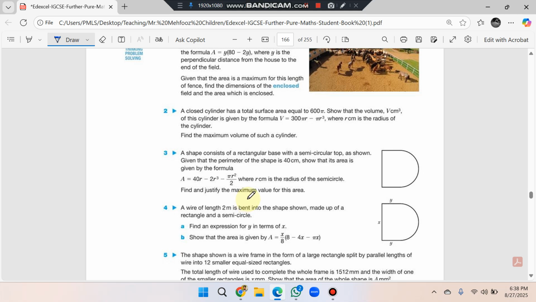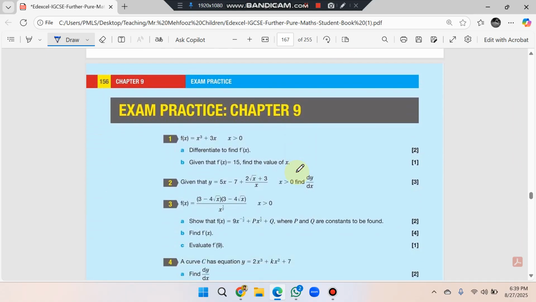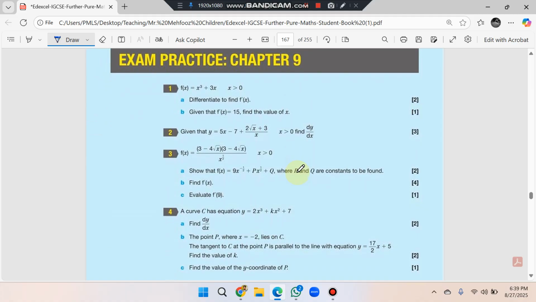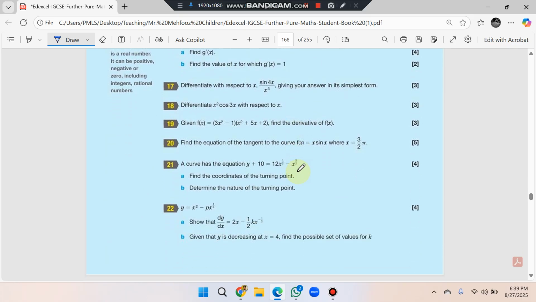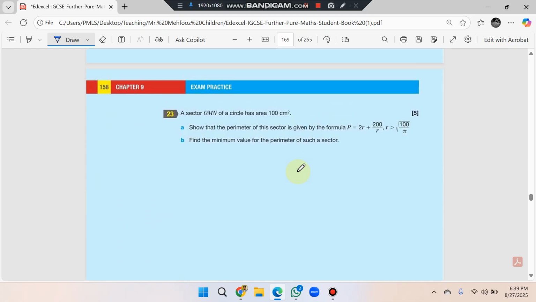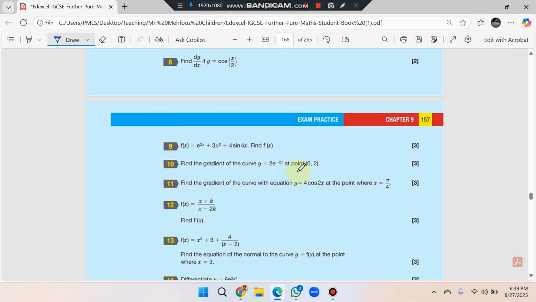After that we have the exercise, that is exercise 8, and in this exercise we have some real life problems which we have to solve by using the previous derivatives, and also using the maximum and minimum points. After that we have the exam practice, chapter 9. In this exam practice we have a total of 23 questions, so you have to do some questions from this exercise.